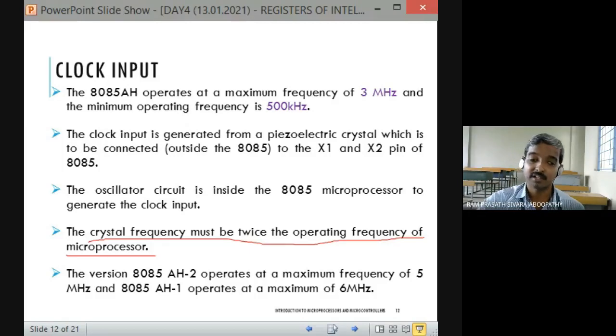Okay. Another question. If I connect an 8 megahertz crystal outside the 8085 microprocessor, what about the operating frequency? 4 megahertz. Very good. So you should know this relation well. Only half of the external frequency operates inside. If you know this, that's enough. Fine? That's all.